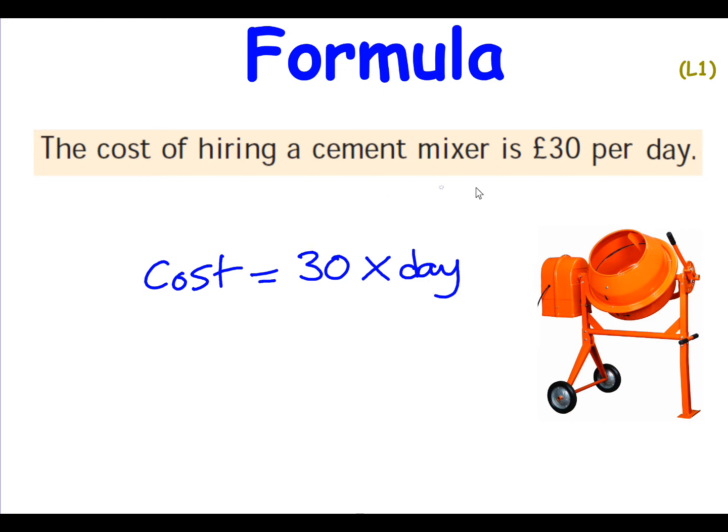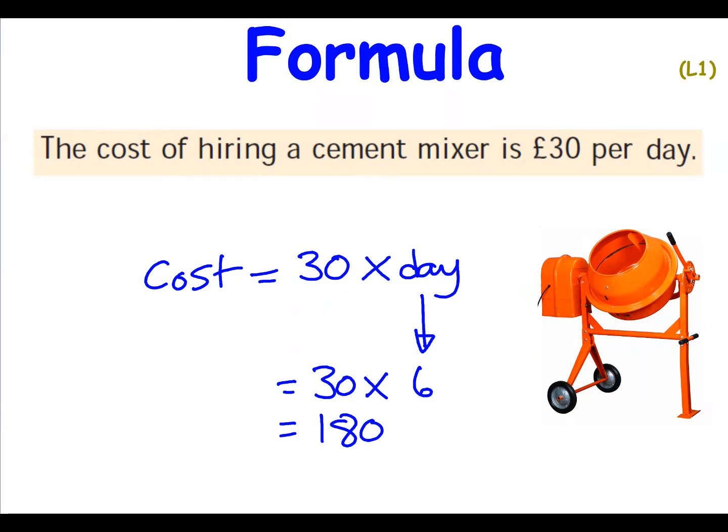And this is something you would have come across many times, but not realized you're actually using formula. So if I say to you, I want to hire the cement mixer for 6 days, then you swap the word day for the number 6. So 30 times 6 tells me my cost is going to be £180. So this is a basic one function formula where you're going to times 30 by something and you can't do anything with it until somebody tells you what it is.